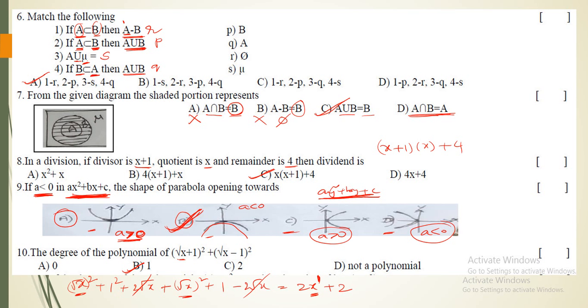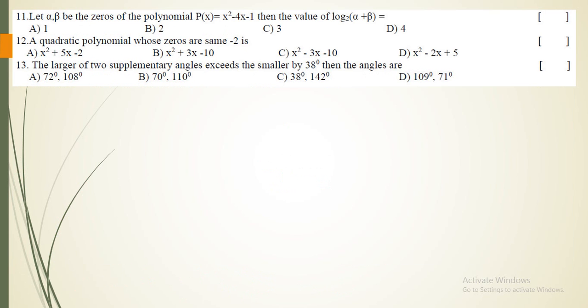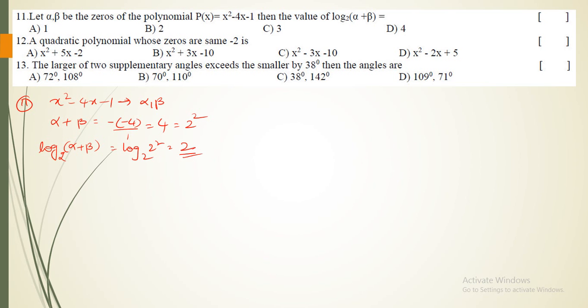Next, moving on to one more question. Let alpha, beta be the zeros of x square minus 4x minus 1. Then what is the value of log of alpha plus beta to the base 2? If you observe this, what is the given polynomial? x square minus 4x minus 1. For this polynomial, alpha, beta are the zeros. So clearly the sum of zeros is given by alpha plus beta is equal to minus of minus 4 by 1, which is nothing but plus 4. Now what did he ask? Log of alpha plus beta to the base 2. Now this 4 I can write as 2 square. So this becomes log 2 square to the base 2. Using the power rule, the answer is 2.